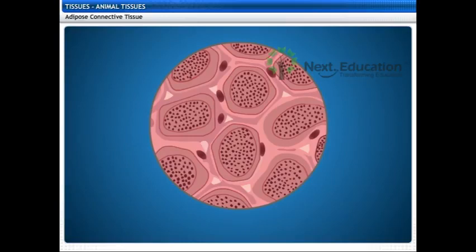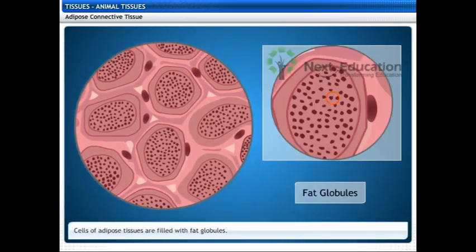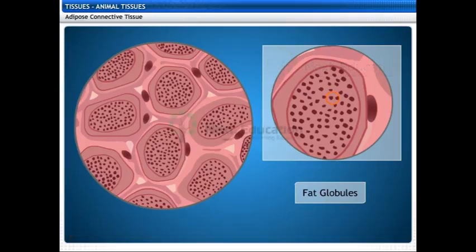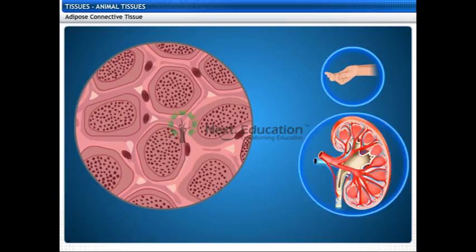Here's a look at the adipose connective tissue. Cells of this tissue are filled with fat globules. It is found below the skin and around internal organs like kidneys and acts as an insulator.